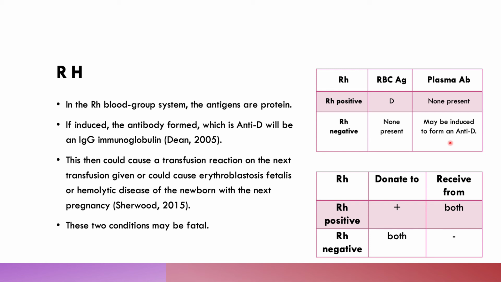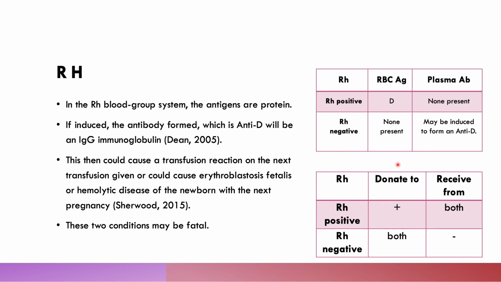Now there are 2 ways that you may be induced. One is if the recipient was exposed to Rh positive blood during a transfusion, and therefore that will facilitate the body to produce anti-D. Another is if an Rh negative pregnant woman is carrying an Rh positive baby. This may also induce her to form an anti-D antibody. So this then could cause a transfusion reaction on the next transfusion given, or could cause erythroblastosis fetalis or hemolytic disease of the newborn with the next pregnancy. And these 2 conditions may be fatal.